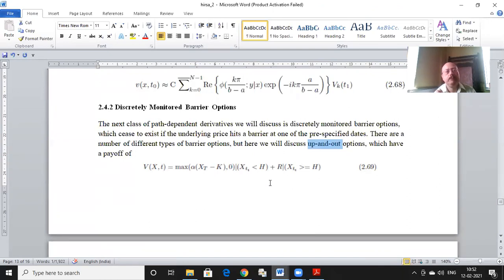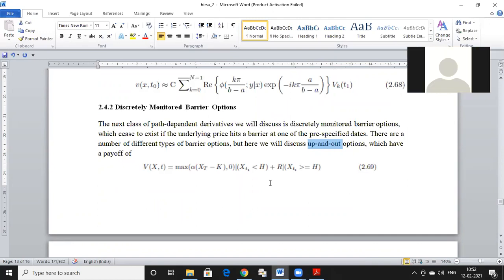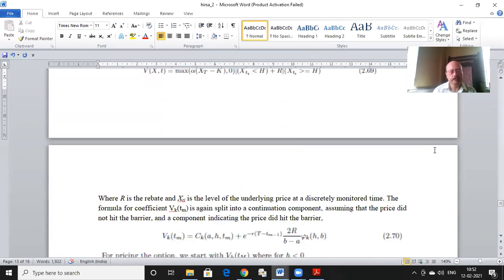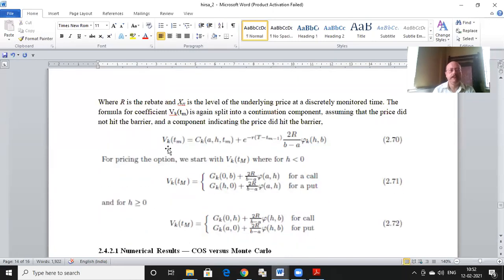Okay, is the definition clear? It is the barrier option, up and out, but instead of observing it continuously, we observe it at discrete points of time which are pre-specified. So at pre-specified dates, pre-specified time points, I'm going to check the barrier condition. So that is more or less easy, I suppose.